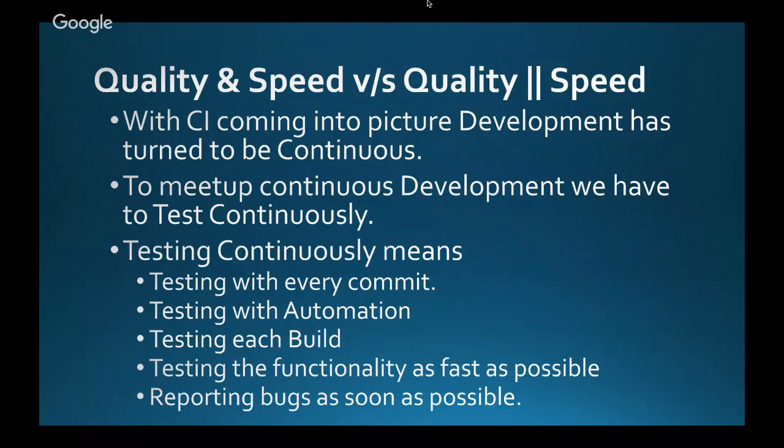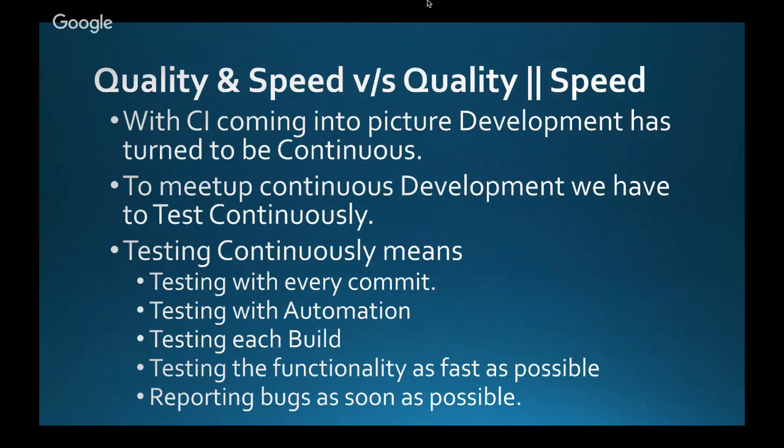Now, testing continuously means testing with every commit, testing with automation, testing each build, testing the functionality as fast as possible, and reporting bugs as soon as possible. These are the basic principles of continuous testing. Every time there is a commit, a test should be executed to check whether the commit is breaking anything or working fine. And then testing with automation. Everything which was working earlier should work now, and it can be tested using automation.